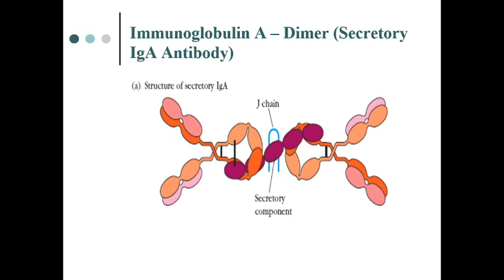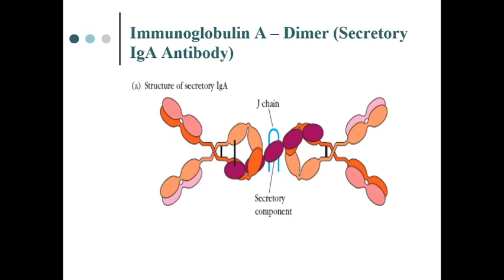That is, the secretory IgA can get transported from the intestinal lining through the hepatic portal vein to the liver, and from the liver it can come back to the intestinal lining once again through the hepatic vein. So this is how it can show repeated enterohepatic circulation and surveillance of the GI tract for the pathogens and react against the pathogens.